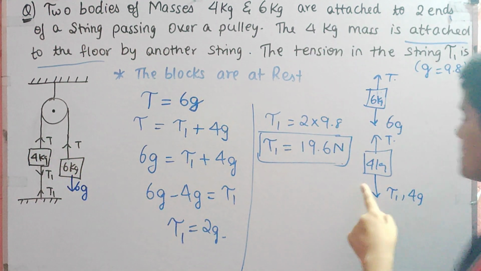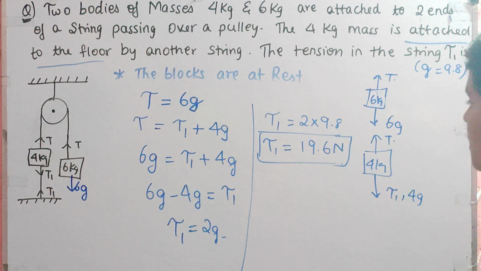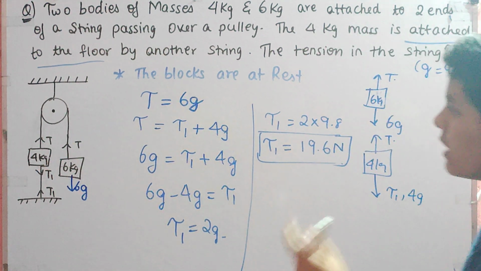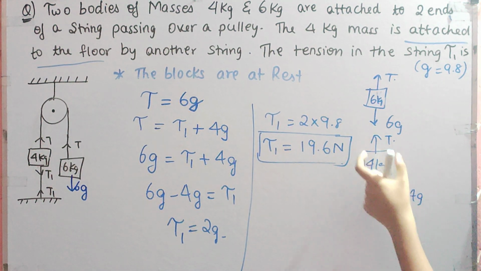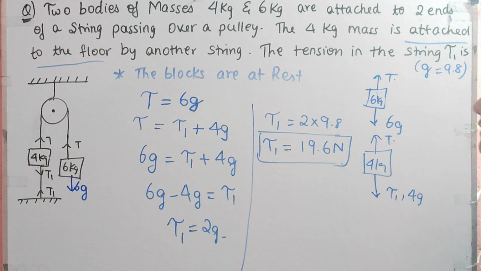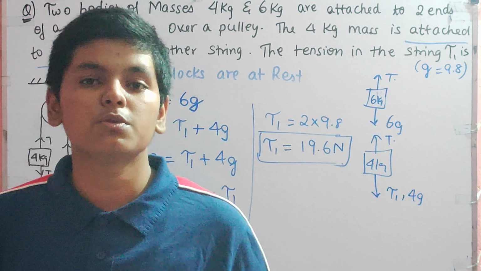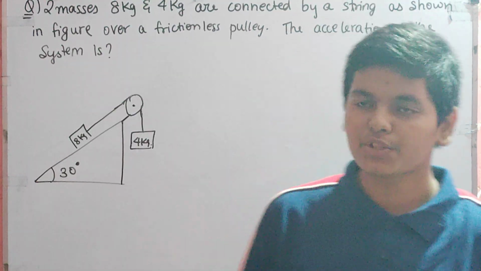Now for the 4 kg block, the weight 4G is acting downwards, and the tension T1 is also acting downward, but it is not able to move because it is fixed here, and it is all balanced by the tension T. So T is equal to T1 plus 4G. The T value we know is 6G, and we substituted it and got the answer for T1. Now let us move on to the next question. So we have our next question over here.